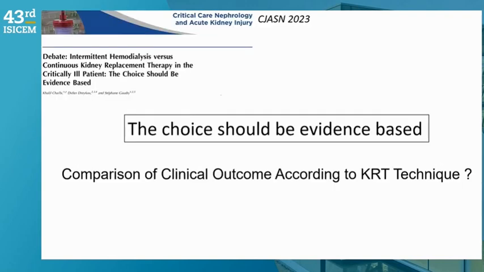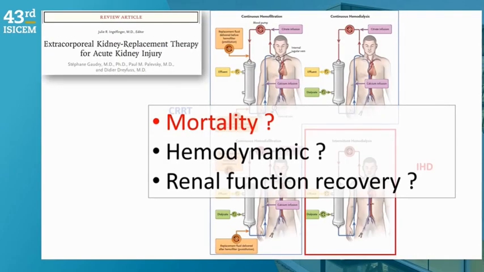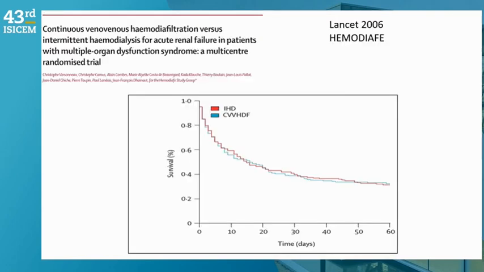So the choice should be evidence-based because everybody here wants to start CRRT in Miss B. Everybody, but probably not my friend. So the comparison should be evidence-based: mortality, hemodynamics, renal function recovery. And I'm very sorry, but there is absolutely no data that says it's better for survival to start with continuous renal replacement therapy. This is the first randomized controlled trial, the HEMODIAF trial, published in the Lancet in 2006. And you can see the mortality is absolutely the same between intermittent and continuous.